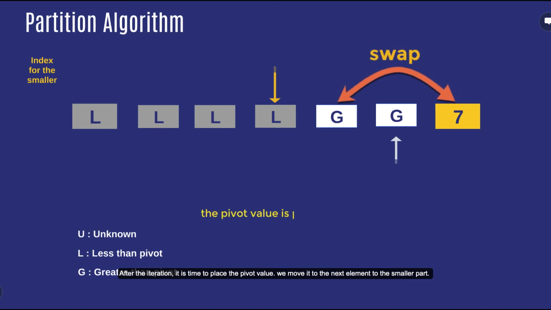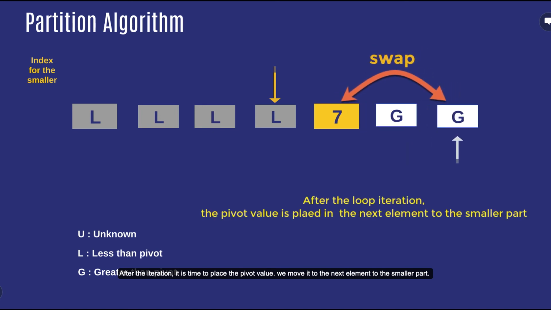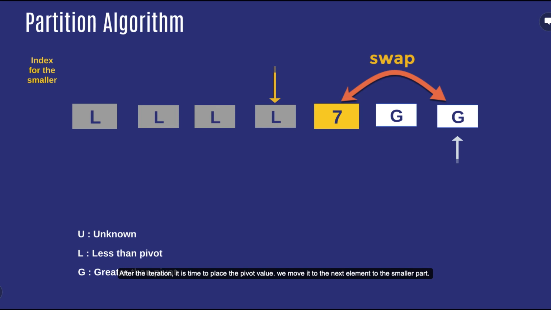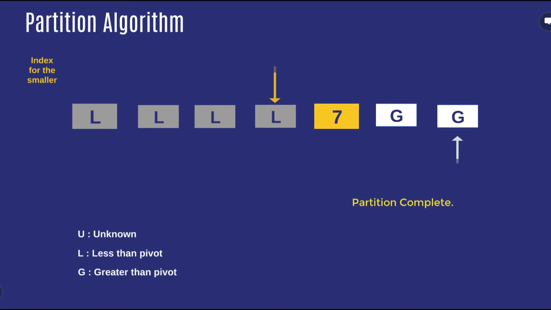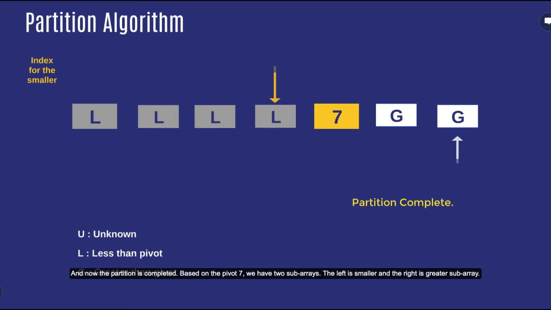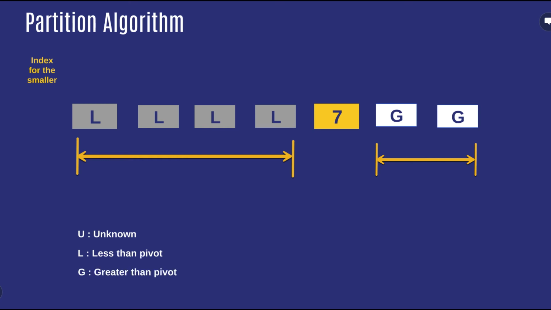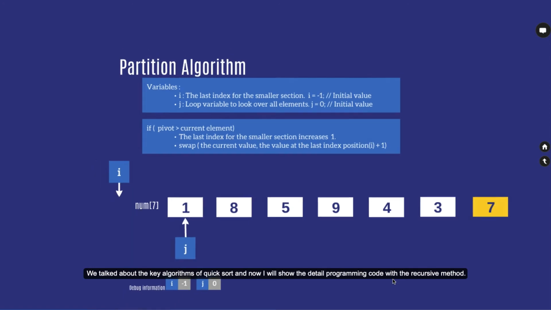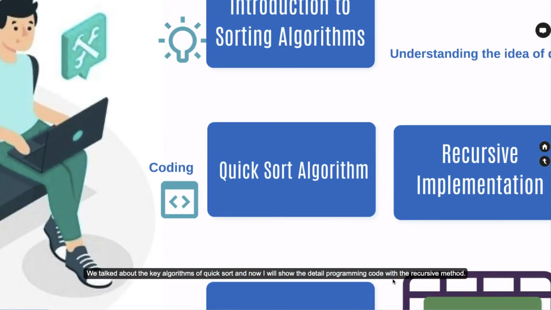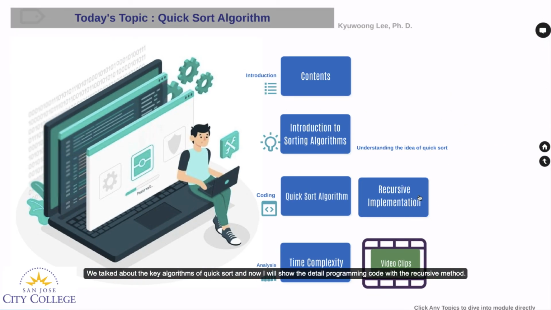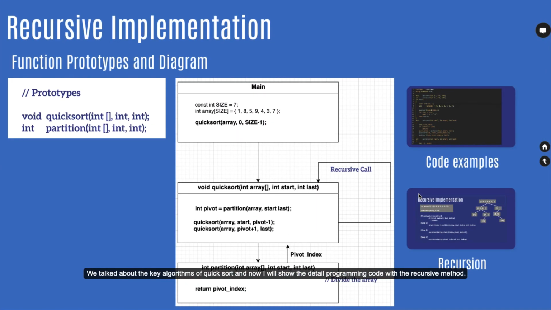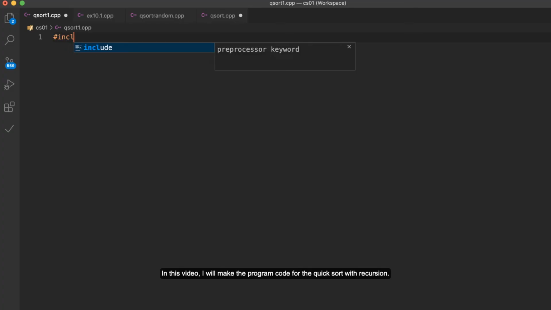After the iteration, it's time to place the pivot value. We move it to the position next to the smaller part. And now the partition is complete. Based on pivot 7, we have two subarrays. The left is the smaller and the right is the greater subarray. We talked about the key algorithm of quicksort. Now I will show the detailed programming code with the recursive method.